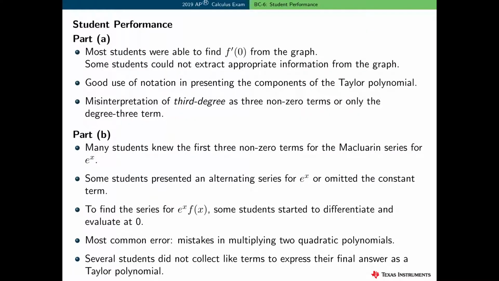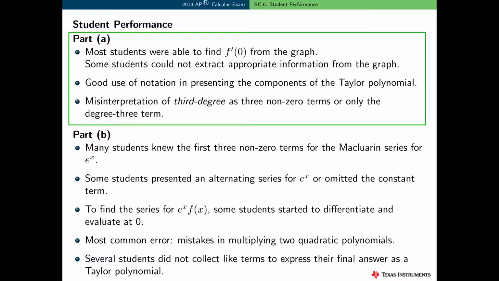Here's a general summary of student performance on this question. In Part A, most students were able to find f prime of 0 from the given graph. However, there were some students who simply could not make use of the graph to find f prime of 0 or f of 0. Now, most students used good notation in Part A in presenting the pieces of the Taylor polynomial. However, unfortunately, there was some misinterpretation of the term third degree. Some students presented three non-zero terms, and some presented only the degree 3 term.